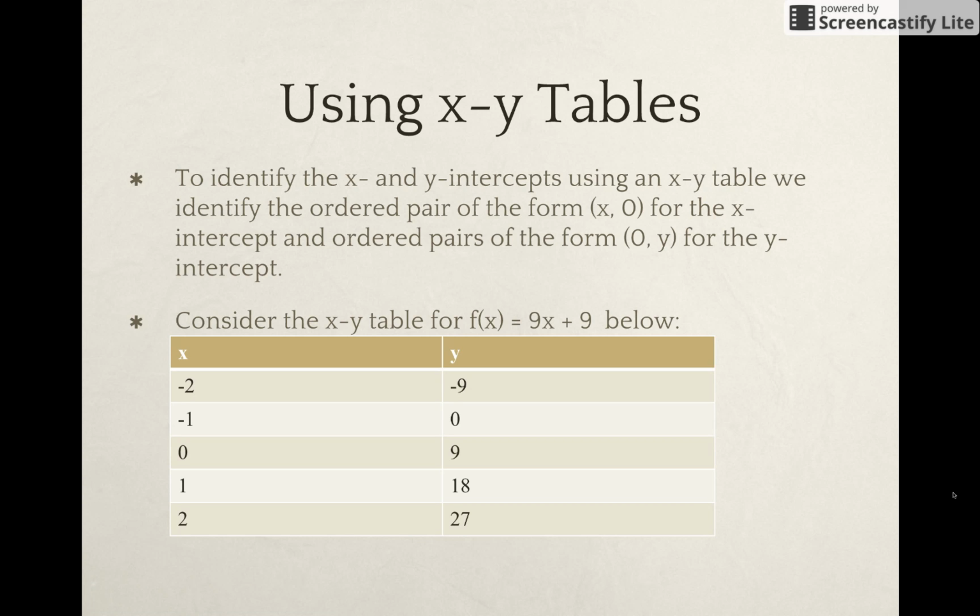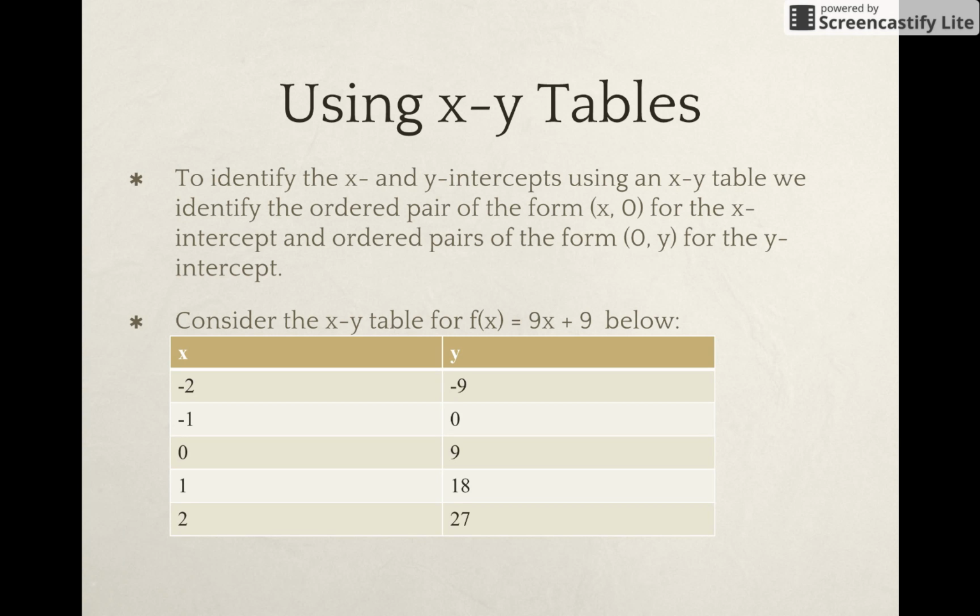We can use an XY table to identify the x and y intercepts. That will require that our XY table has those ordered pairs already computed. Remember that an XY table only shows a finite number of ordered pairs, and so it would be possible that we've constructed an XY table with no errors, but we just don't have those values shown. You can also use a graphing calculator to look at the XY table of a function, and that will show many more ordered pairs than what you normally would do by hand.